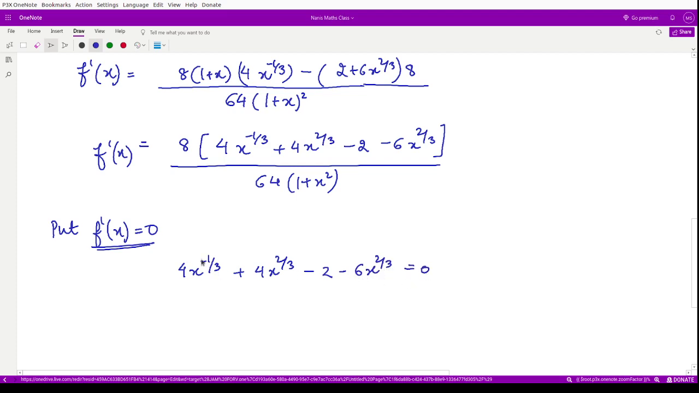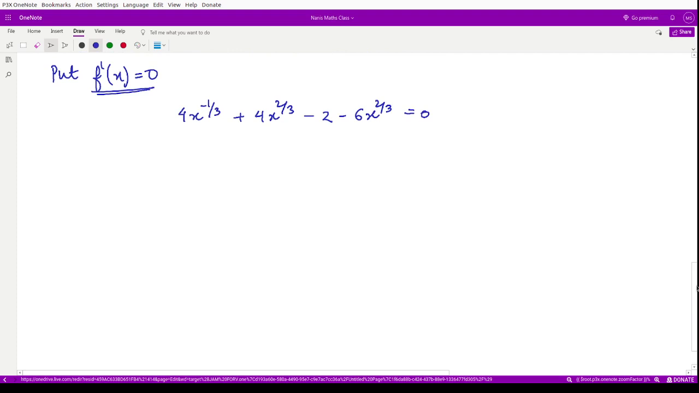Now you see the fractional powers, they are known as radicals. So the equation in this fractional form is difficult to solve. So we'll try and simplify this equation so that we may find the roots of this equation. So let's simplify this a bit.